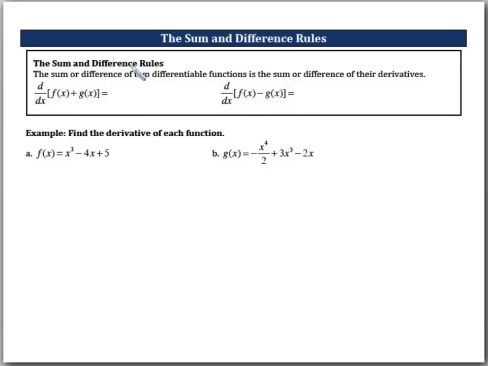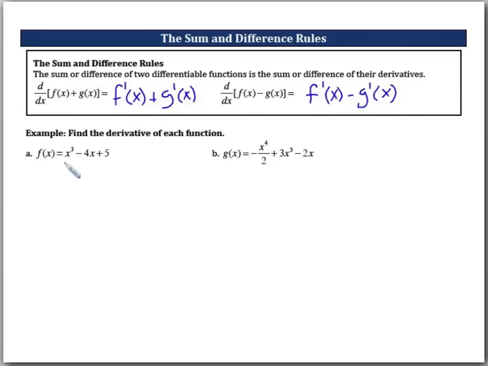Now the sum and difference rules, we're not going to show you how the limit definition works for these. We're just going to go ahead and define the rules. So if we have the derivative of one function plus another function, and they're added together, this is like taking the derivative of the first function and adding it to the derivative of the second function. So you can do the derivatives separately and then add them together. The same thing works for the difference. So if we have the derivative of a function minus another function, it's really the derivative of the first function minus the derivative of the second. So just as you would expect.